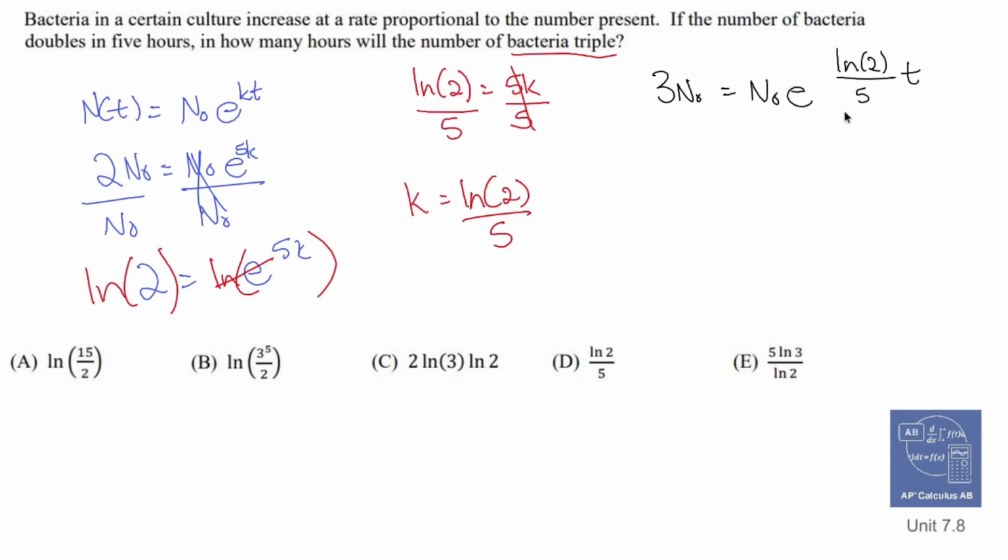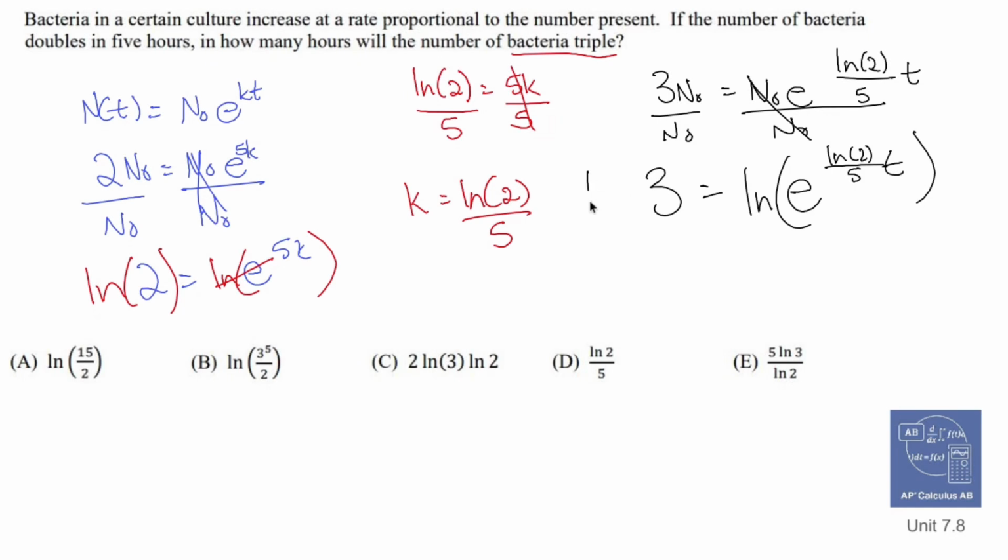So what I'm going to do is the same thing. I'm going to divide both sides by N sub 0. That crosses out. 3 is equal to e to the ln of 2 over 5 t. If I ln both sides, that crosses out, and I am left with ln of 3 equals ln of 2 divided by 5 t.